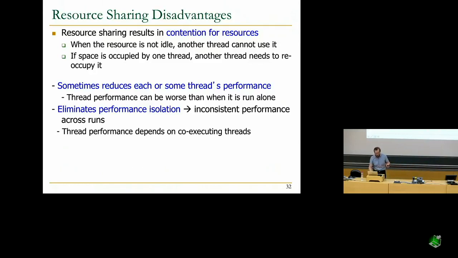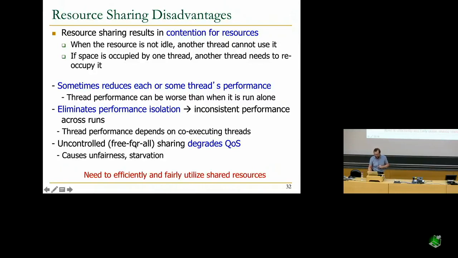That's one example. That's an extreme example. But now, if you share the resources, your thread performance depends on what is the other thing that you're sharing your resources with. And if you have uncontrolled sharing, you have the problem that I just described. You don't get good quality of service. Sometimes you get 1 second execution time. Sometimes you get 1 hour execution time. And this causes unfairness and starvation, which we talked about earlier. So you need to efficiently and fairly utilize a shared resource if you're sharing the resources. That's the key point over here.